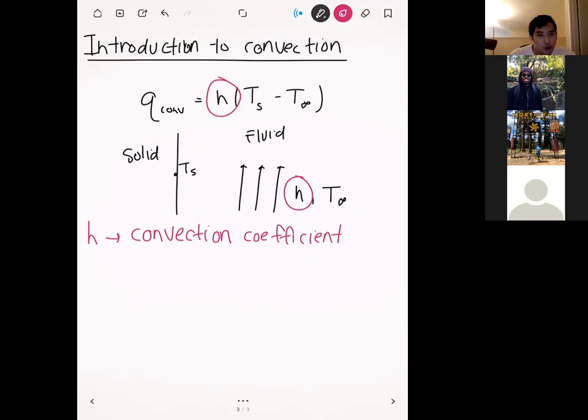What that convection coefficient represents is how strong the convection heat transfer is. The higher your value of h, the more heat that the fluid can extract, and the more efficient your heat transfer is. We've been using this value of the h parameter without really thinking about it too much. But in practice, this h is actually really difficult to determine.